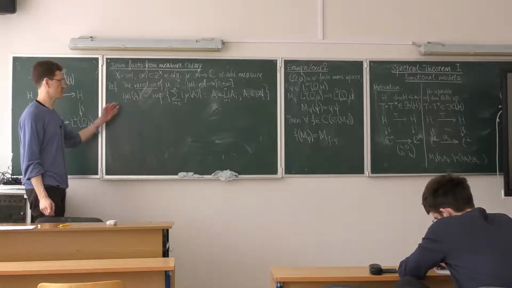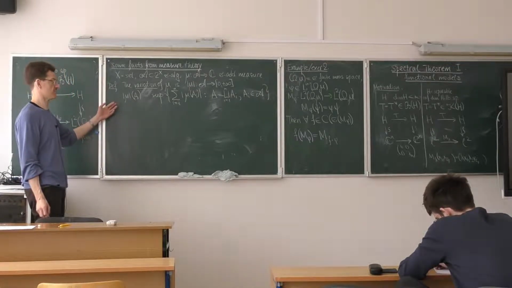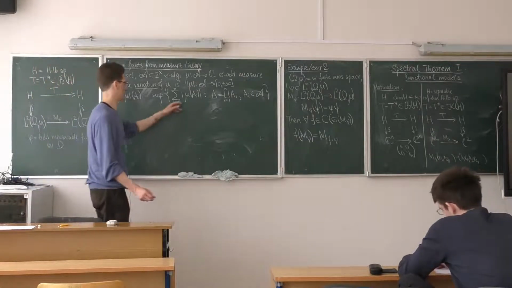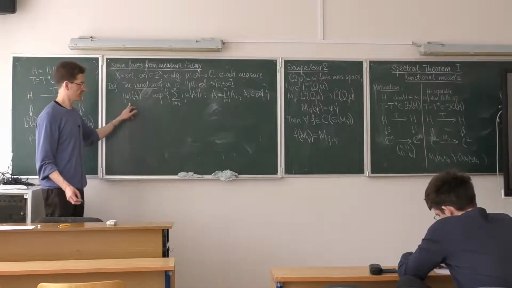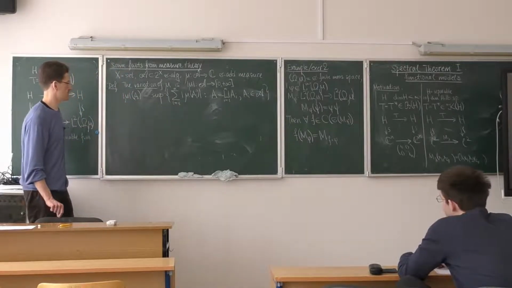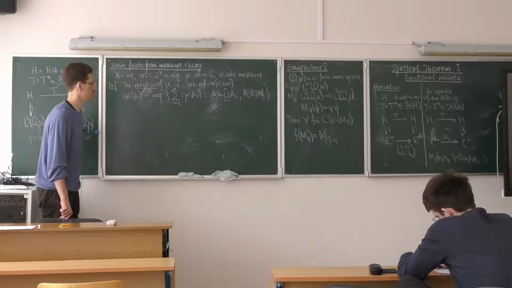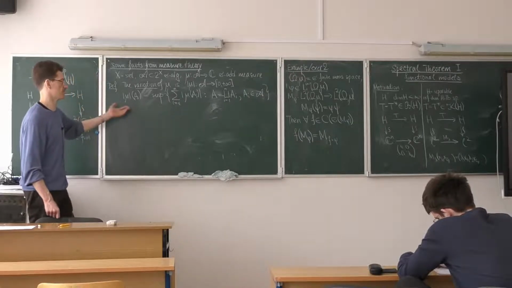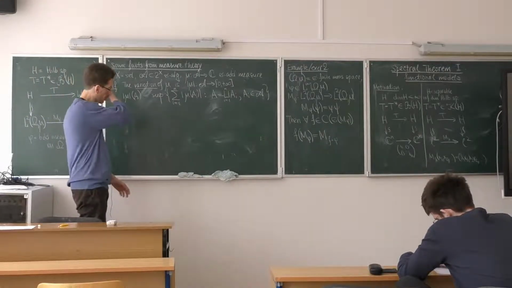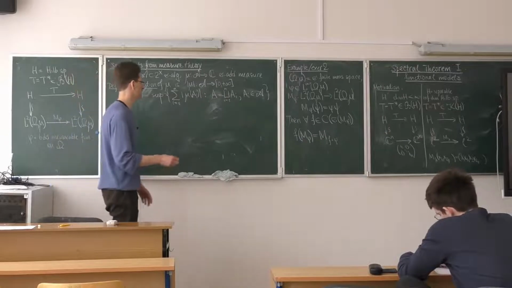Of course, if mu is non-negative, then this is just mu of A. If mu is non-negative, then the variation of mu is just mu. But in the general case, this is different because the variation is always non-negative.